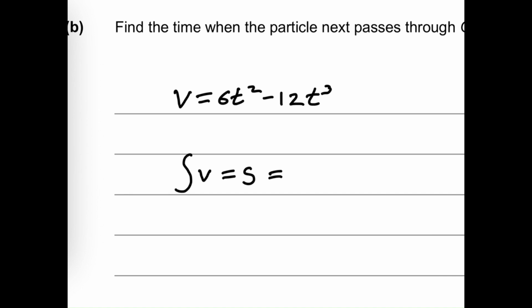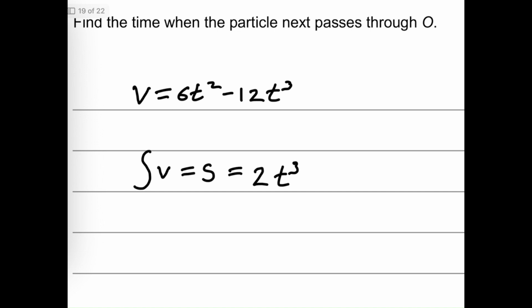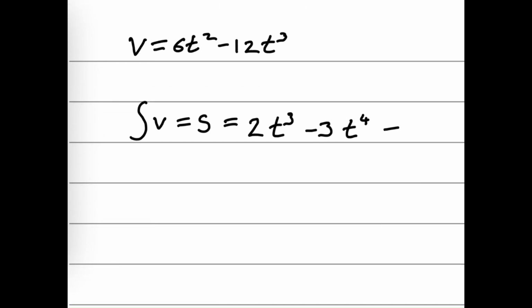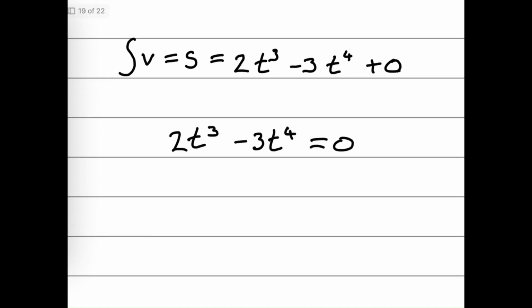We'll raise the power to t cubed and divide the coefficient by this new power to get 2t cubed. We'll raise the power again to t to the 4 and divide that negative 12 by this 4 to get negative 3. We also can add c, but because we know the displacement was 0 when we first started, the c is equal to 0. Because we want to get when the displacement is equal to 0, we can rewrite here, equating it to 0. Now we just need to solve for t.